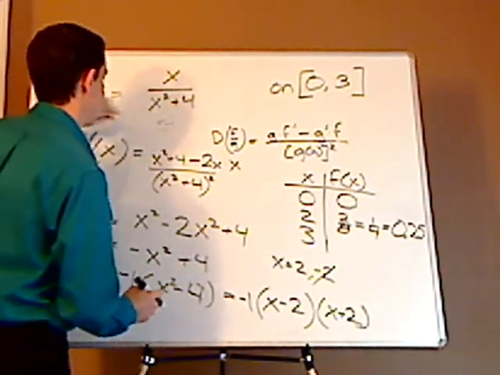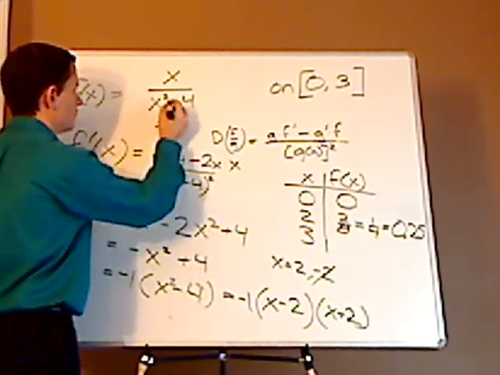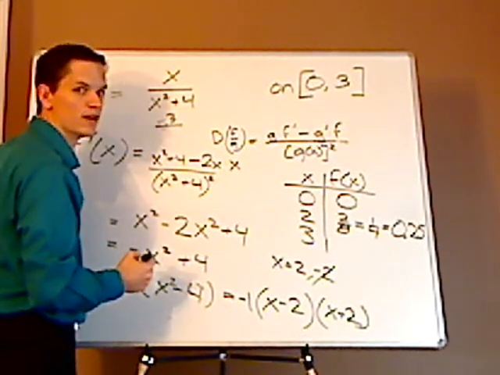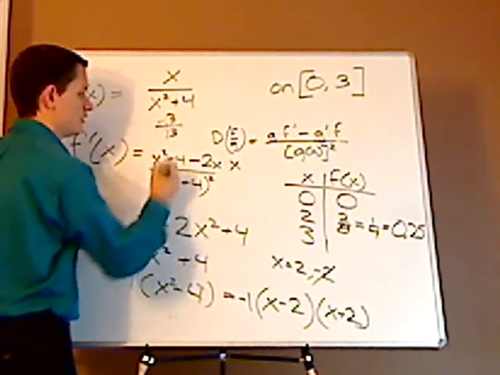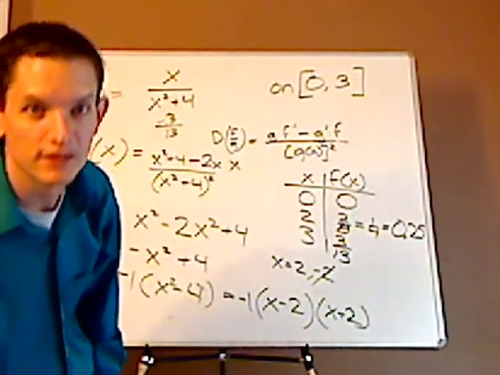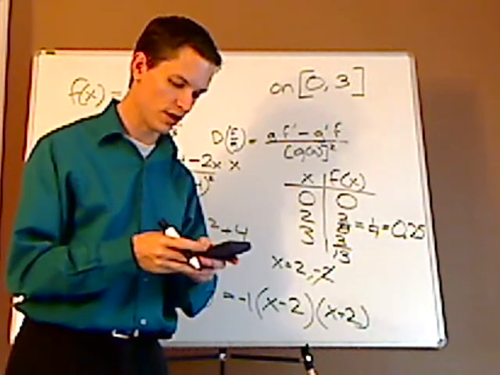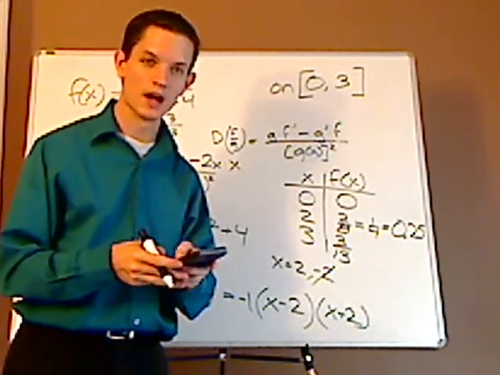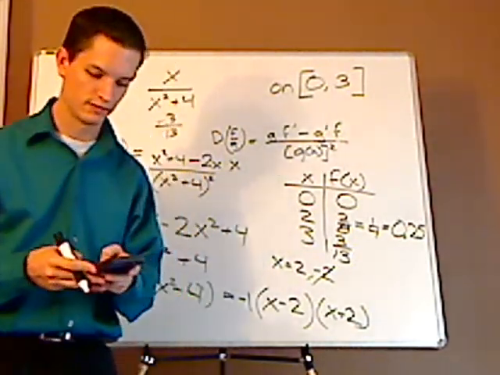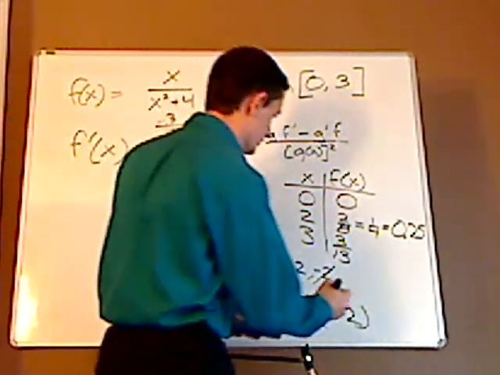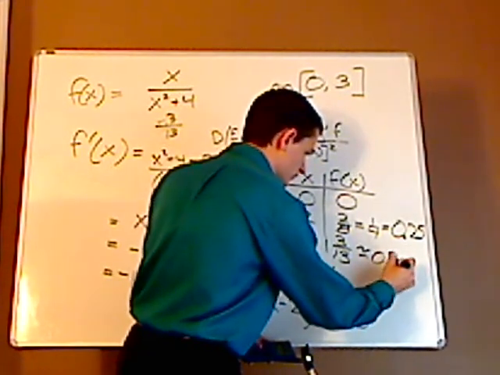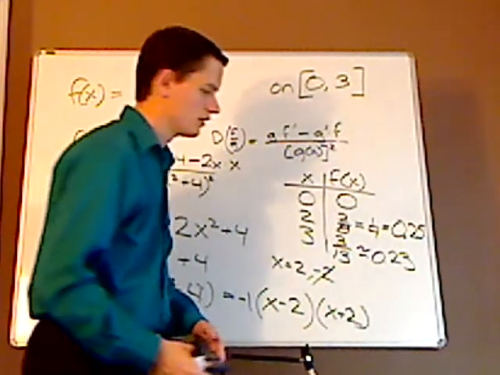Then you have a 3, so you have 3 over 3 squared. 3 squared is 9. 9 plus 4 is 13. So that's 3 over 13. Now, what I'm going to do is take my handy dandy calculator, right? It's handy dandy. Turning it on will help. 3 divided by 13. And that is approximately 0.23.